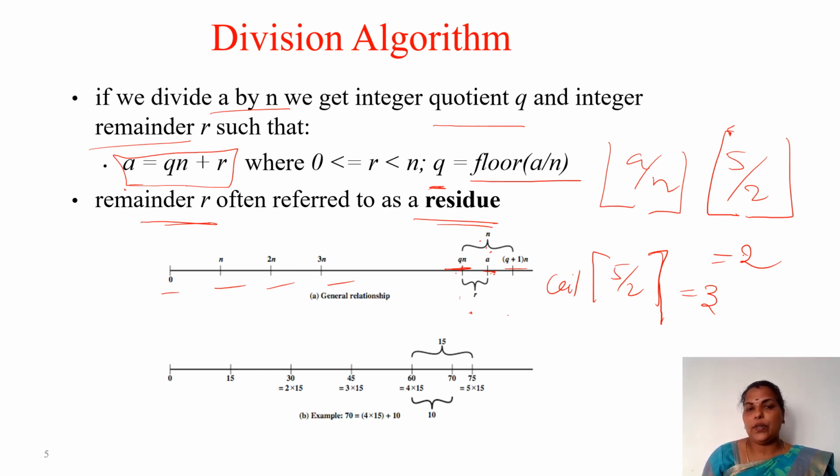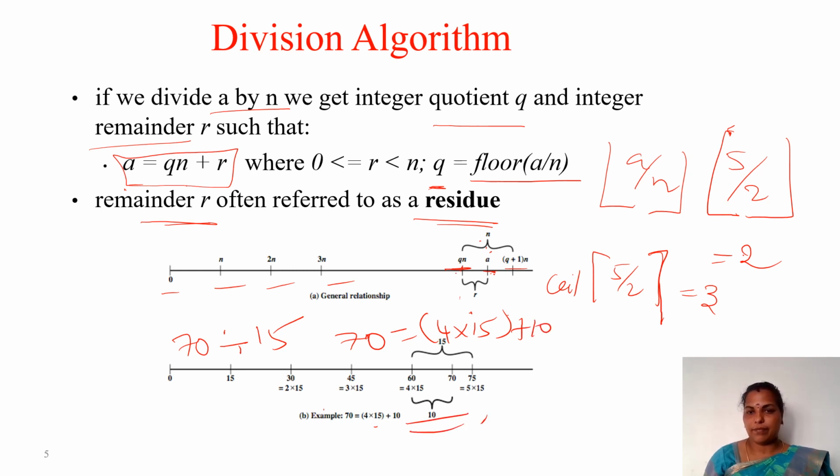Looking at this example, 70 equals 4 into 15 plus 10. Here we are doing 70 divided by 15. So 70 is the dividend, equal to the quotient 4 times the divisor 15, plus the remainder 10. So the remainder is 10, and the remainder is called the residue.